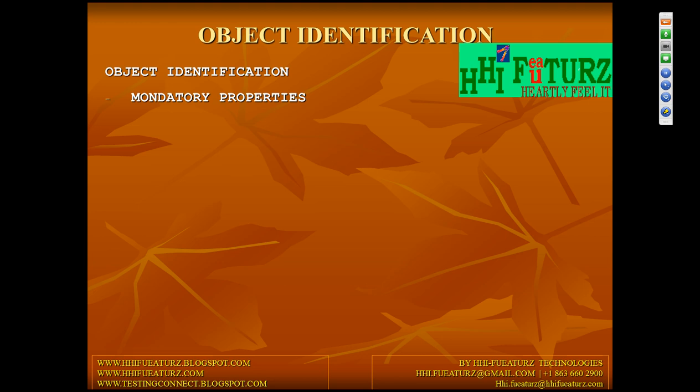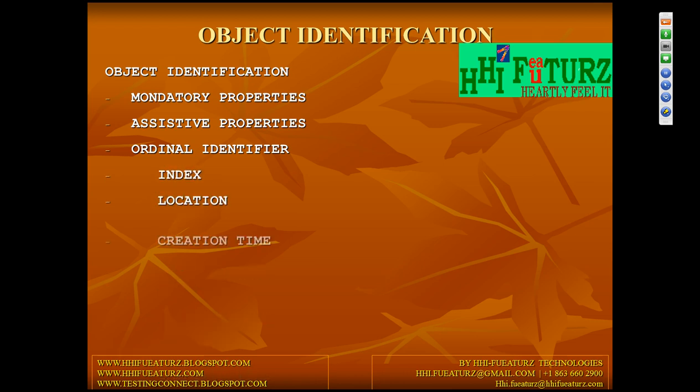If mandatory properties don't provide unique identification, you may add a few more properties, right? Those are nothing but assistive properties. So in case mandatory properties don't provide unique identification, QTP can go for assistive properties. Even if assistive properties also don't provide unique identification, it can go for the ordinal identifier. The ordinal identifier is nothing but index, location, creation time.